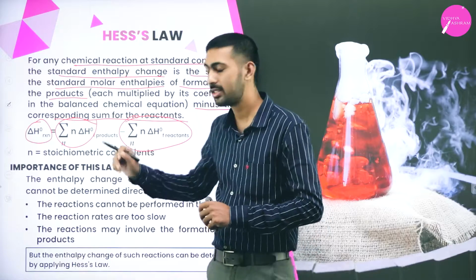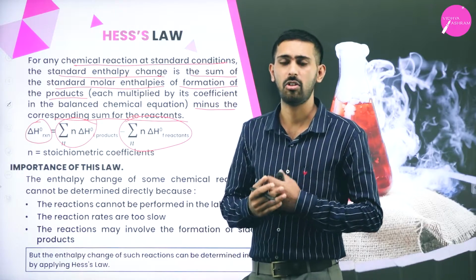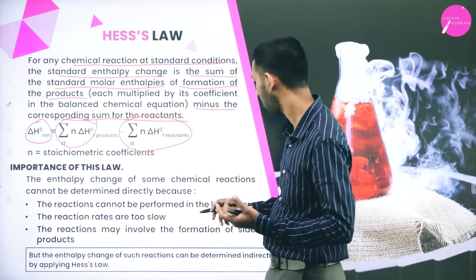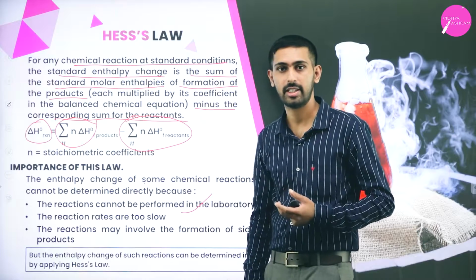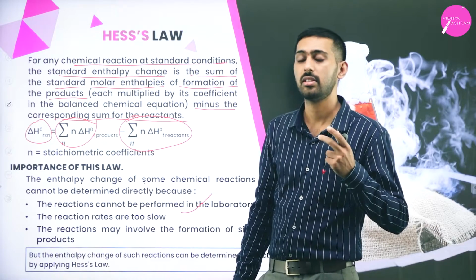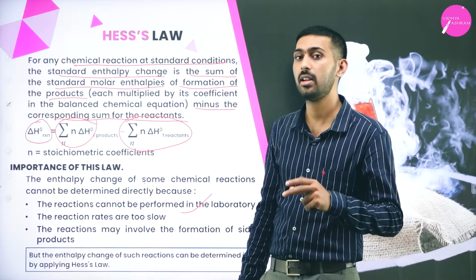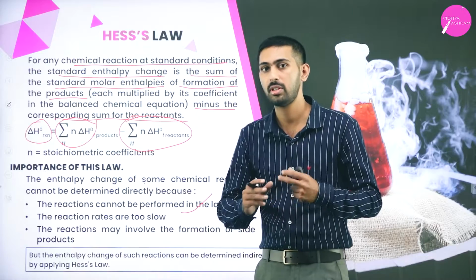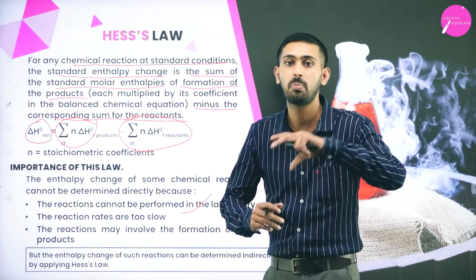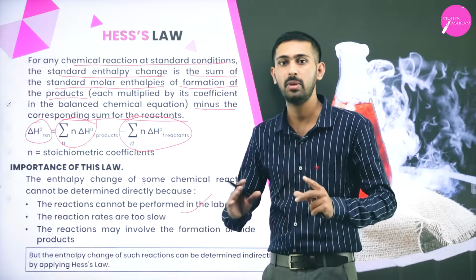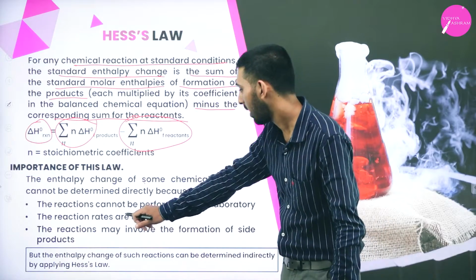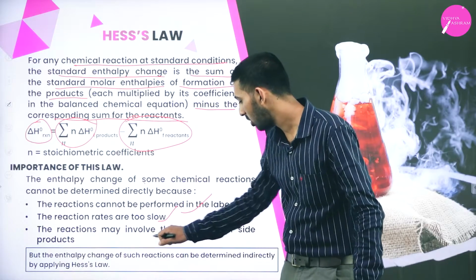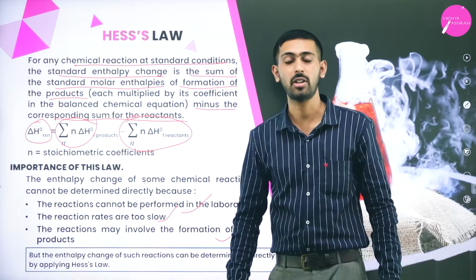Okay. Next let us take the importance of Hess law. What is the importance of this Hess law? Some particular chemical reactions cannot be performed in the laboratory. Did you understand? We have to perform them in an open space. Then Hess law can still be applied. Next, the reaction rate is very slow. Third, the reaction may involve the formation of solid products or side products.